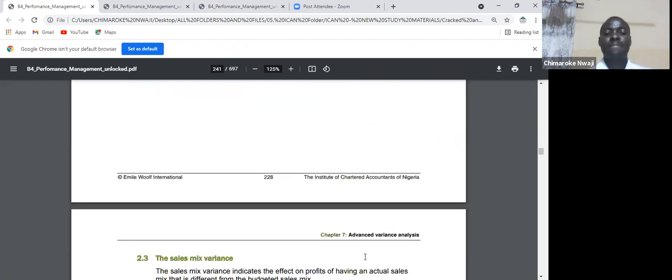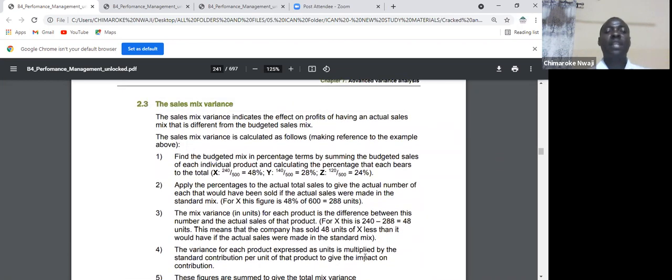Okay, let's look at how we can get our sales mix variance. Sales mix variance. Now that's different from sales quantity variance. If you look at it very well, the sales mix variance indicates the effect on profit of having an actual sales mix that is different from the budgeted sales mix.